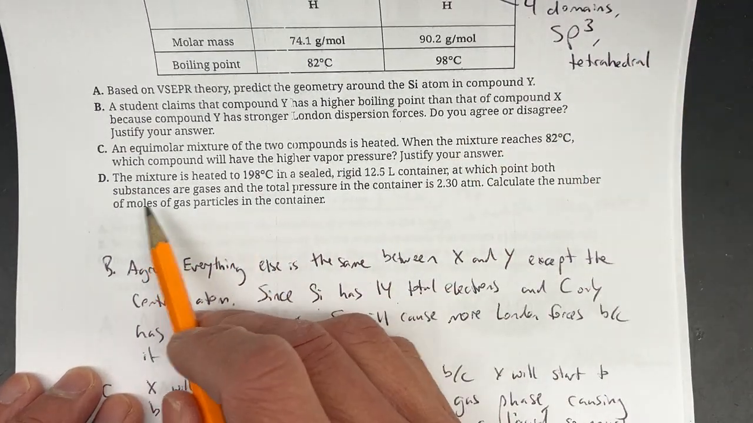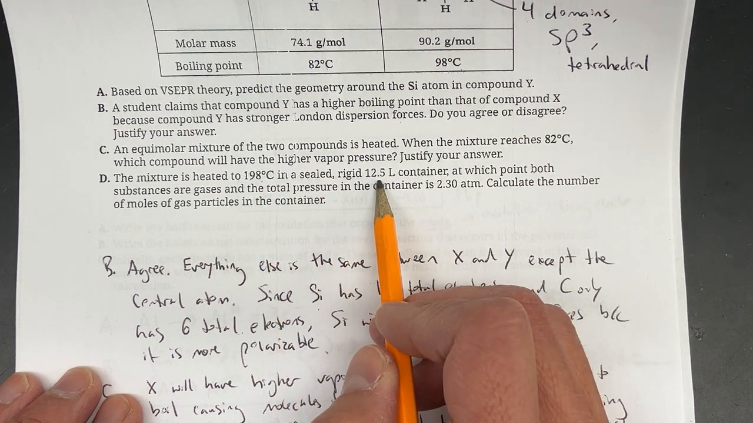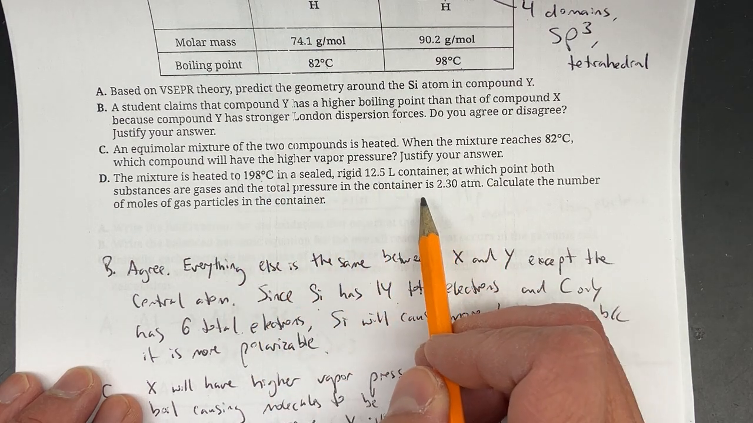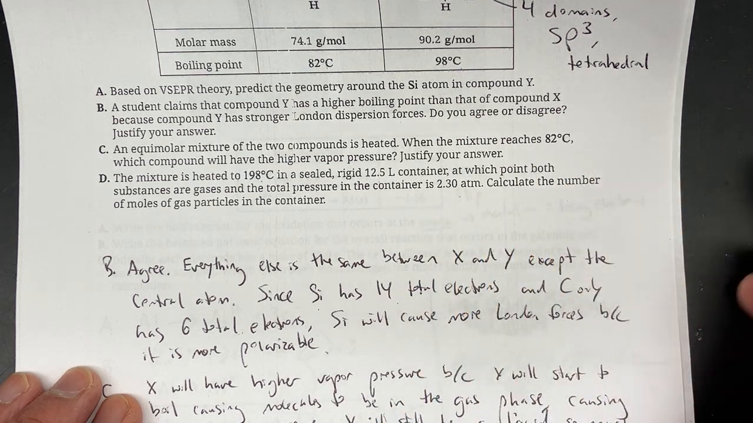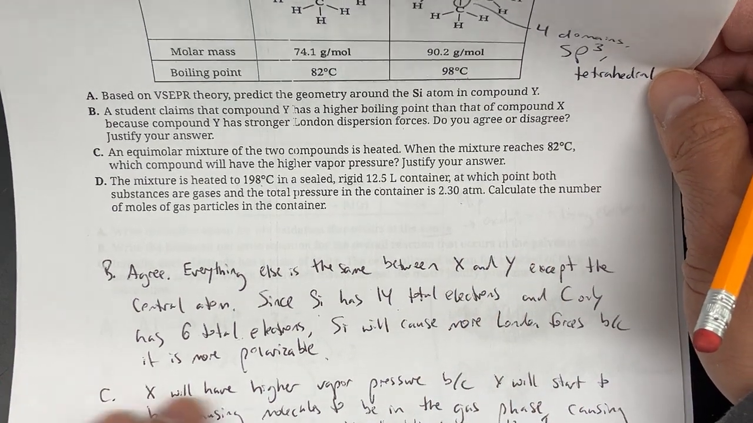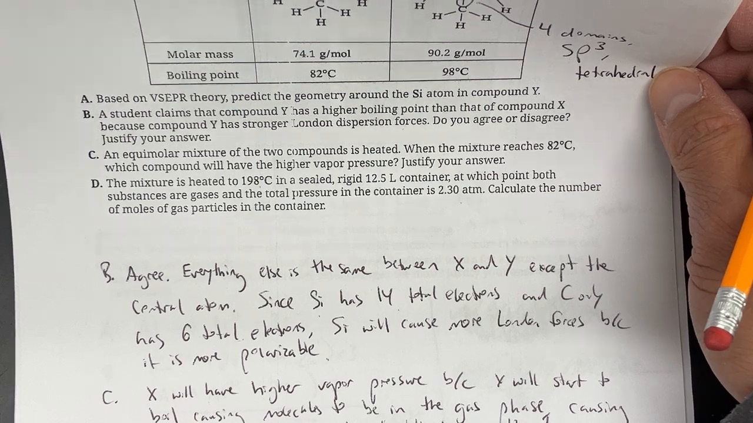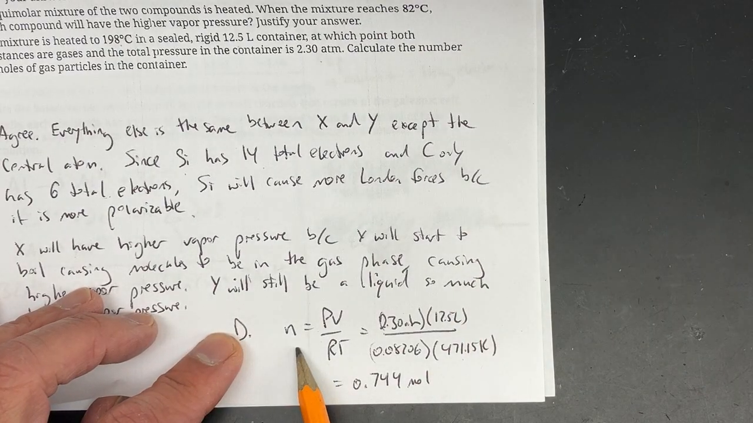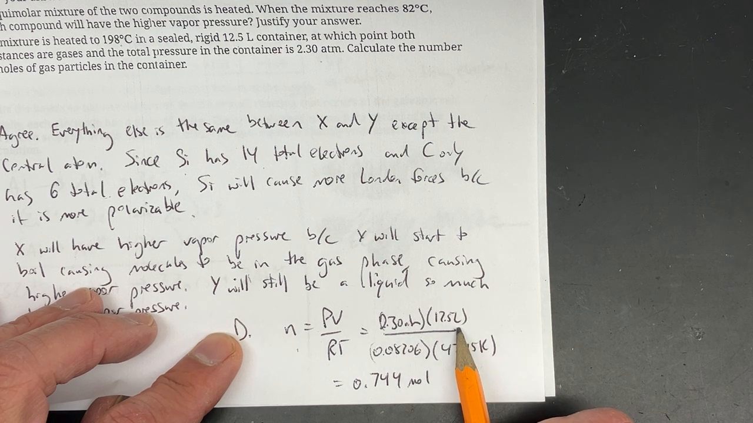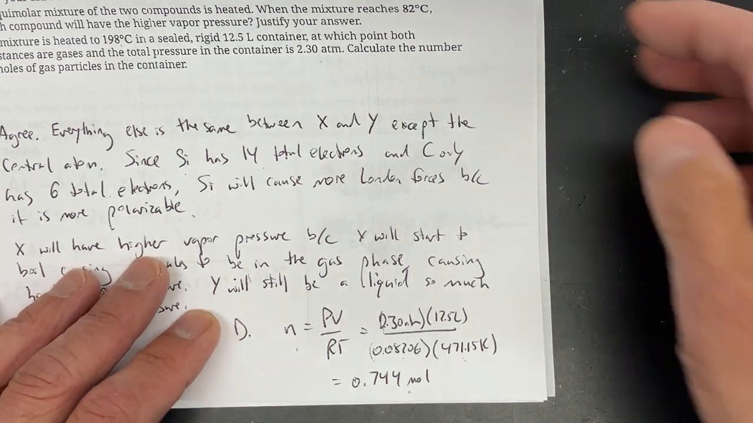And then part D, it's heated to 198 in a 12.5-liter container. Total pressure is 2.30 atmospheres. How many moles of gas? Just use the gas law, PV equals nRT. So n equals PV over RT. Pressure is, sorry, 2.30 atmospheres, 12.5 liters, and the gas law constant. Temperature has to be in Kelvin. So multiply that out, and I got 0.744 moles.